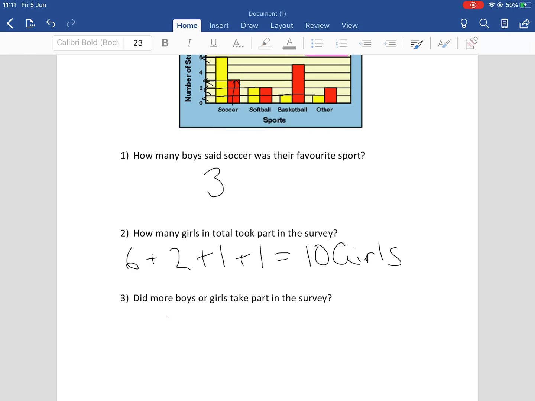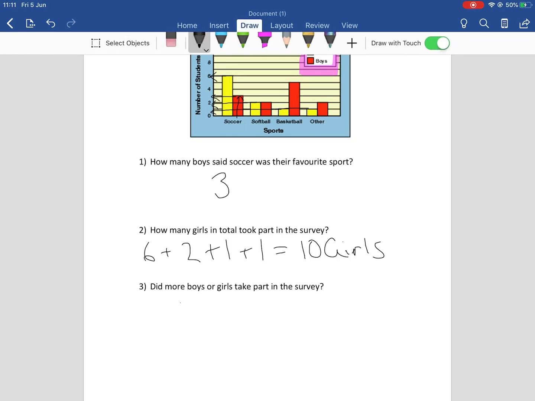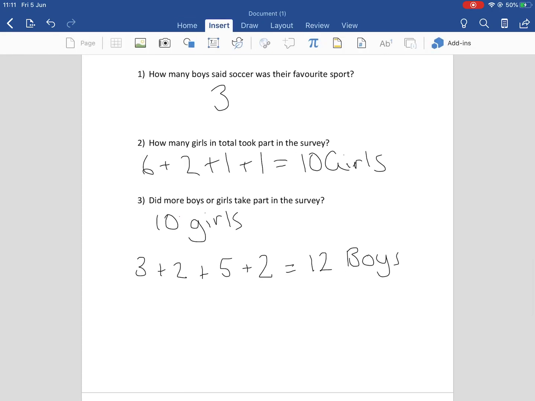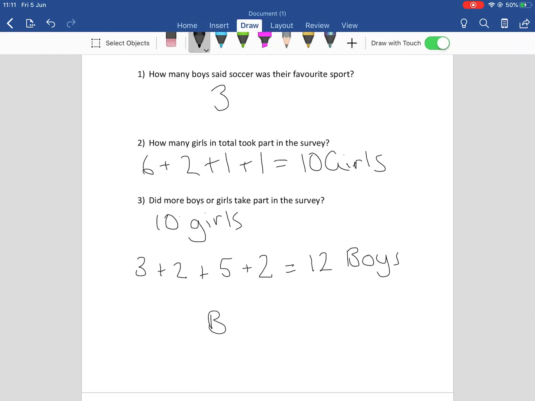Final question, did more boys or girls take part in this survey? So we already know from question 2, 10 girls took part in this survey, so I'm just going to write that down here. And then what we need to do is do the exact same as question 2, but for the boys. So in this case, we're looking at our red lines, which we'll see for soccer is 3, for softball is 2, for basketball is 5, and for other is 2, which if we add them together tells us there is 12 boys. So our answer to question 3 is going to be the boys, because there are more boys. There's 12 boys and there is only 10 girls.